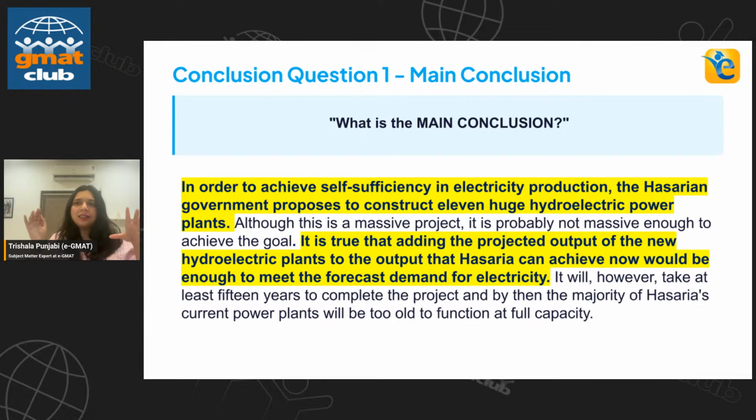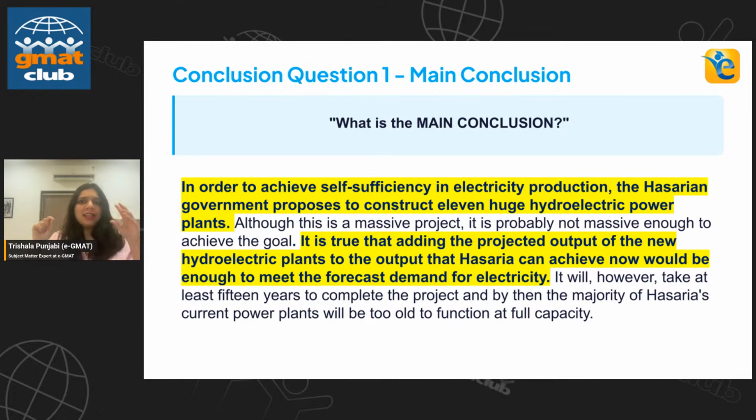Right now, let's say in 2026, it is true that if you add 11 hydroelectric plants to the current output of 2026, the plan will be successful. That is a fact. That is accurate. We are not supposed to say that it is inaccurate. Then what does it say? It will, however, take at least 15 years to complete the project, and by then, the majority of Hazaria's current power plants will be too old to function at full capacity.